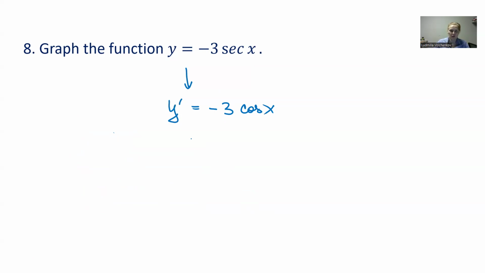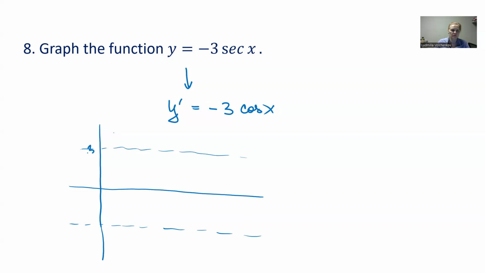Okay, so if you graph a function from the beginning, first graph the reciprocal one, it's -3 cosine. So it will oscillate between 3 and -3. Cosine usually starts from its maximum and goes down to the minimum and then up again. Negative cosine is just flipped over. So it starts from the minimum, then goes up to its maximum.